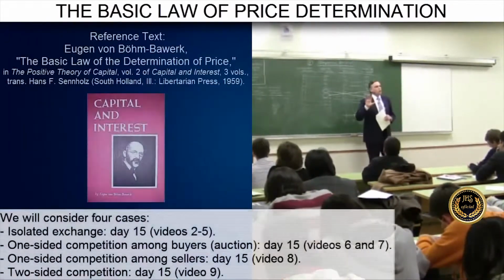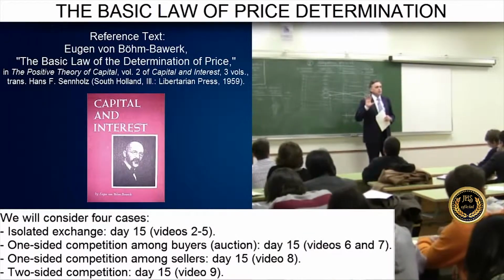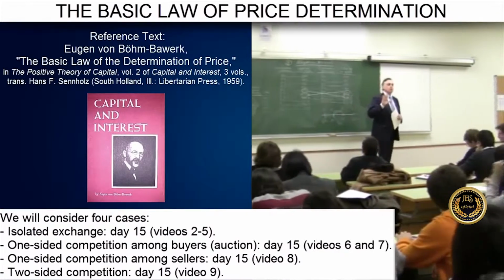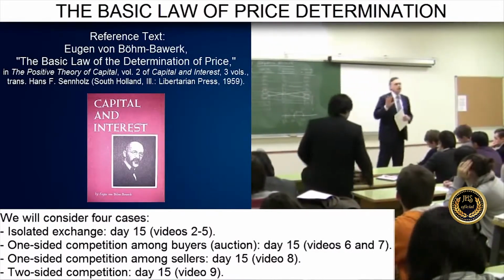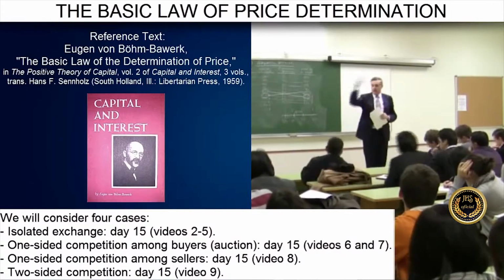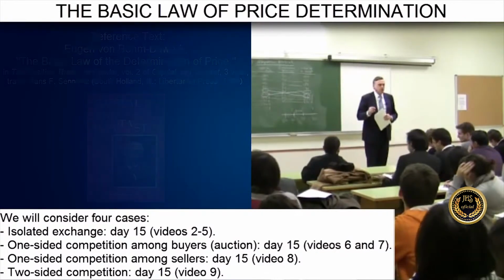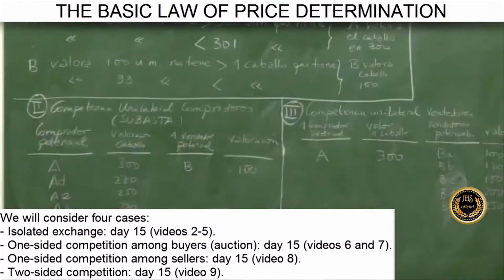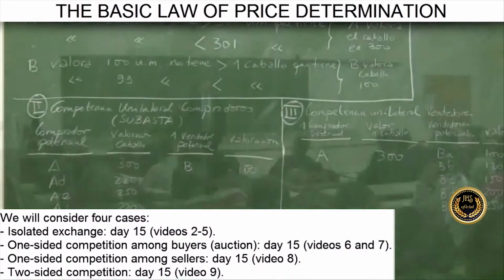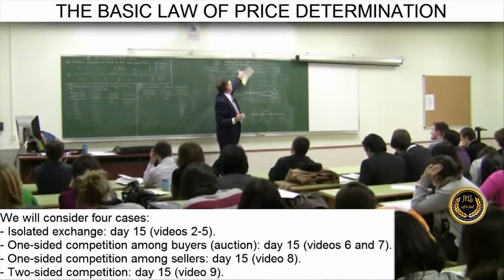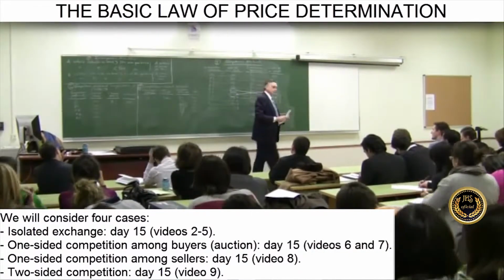Well, we are going to study 4 different types of exchange processes that give rise to monetary prices, and we will go from the simplest case to the broadest and most general case. The simplest case is that of an isolated exchange. Next, we'll consider one-sided competition among buyers. For example, an auction, to give you a clear visual idea. Then we'll look at one-sided competition among sellers. And last, we'll study two-sided competition.